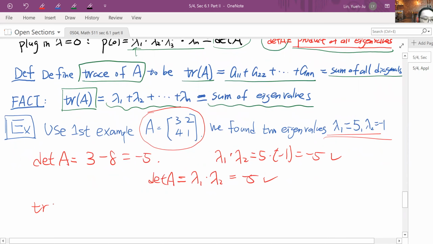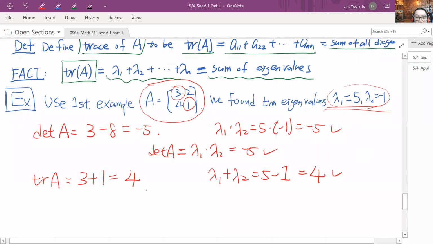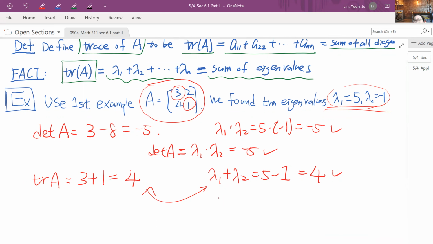And what's the trace of A in this case? The trace of A is the sum of the diagonal. It's 4, right? And I claim the trace should be the same as the sum of the eigenvalues, so indeed, these two are equal. Of course, you can do this for any matrix A. It's possible that you could have, say, complex eigenvalues and eigenvectors, and in that case, you could also do the computation in complex values.